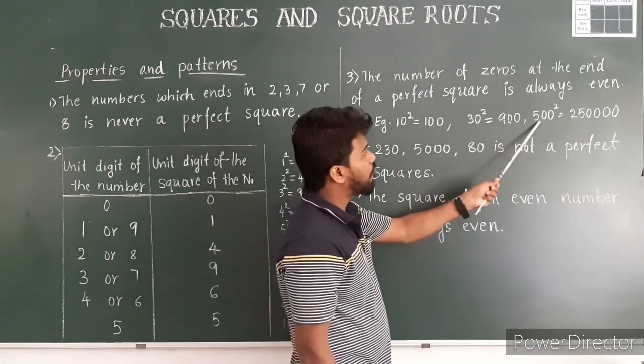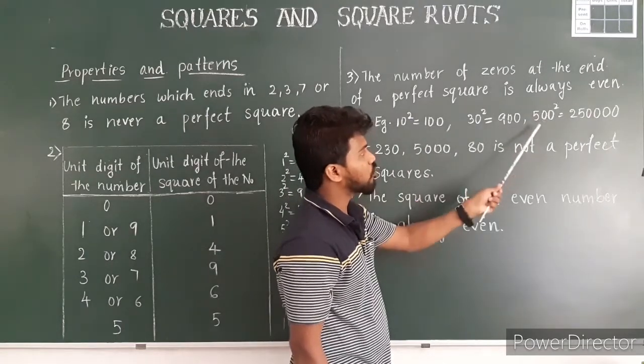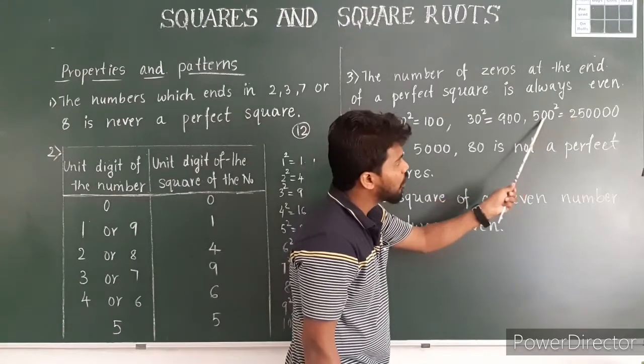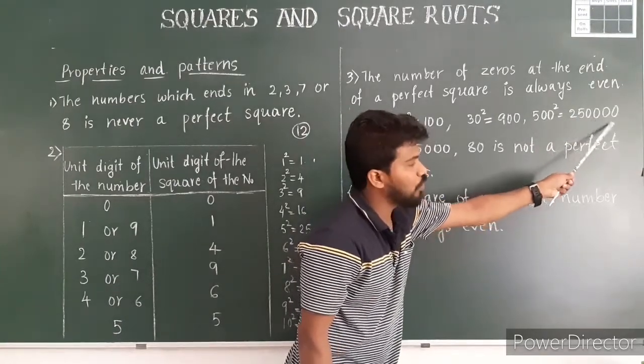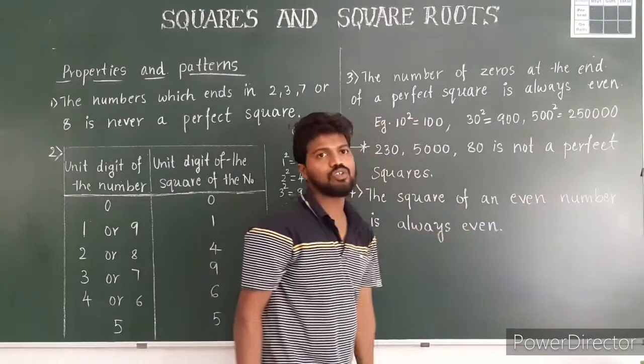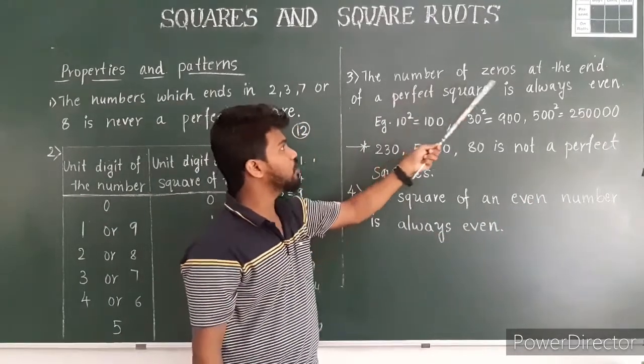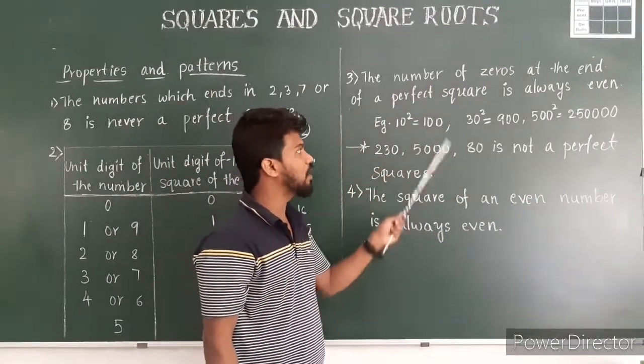And if you take 500 square, so 5 5s are 25, then 2 0s and 2 0s, so total you have an even number of zeros. So the number of zeros at the end of a perfect square is always even.